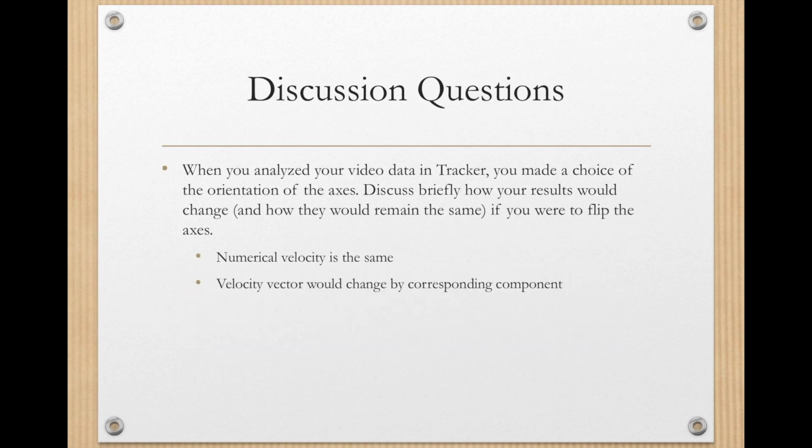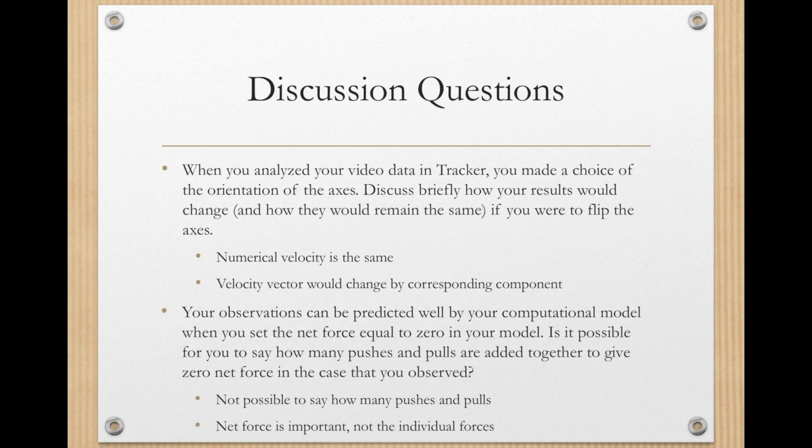If the axes were to be flipped, the numerical velocity calculated would be the same, but the velocity vector would be different. Instead of the x component being a non-zero number, whichever axis the object was moving along, the corresponding component would also change. If it was being measured along the y-axis, for example, then the y-axis would hold the non-zero velocity, while the x and z components would remain 0.